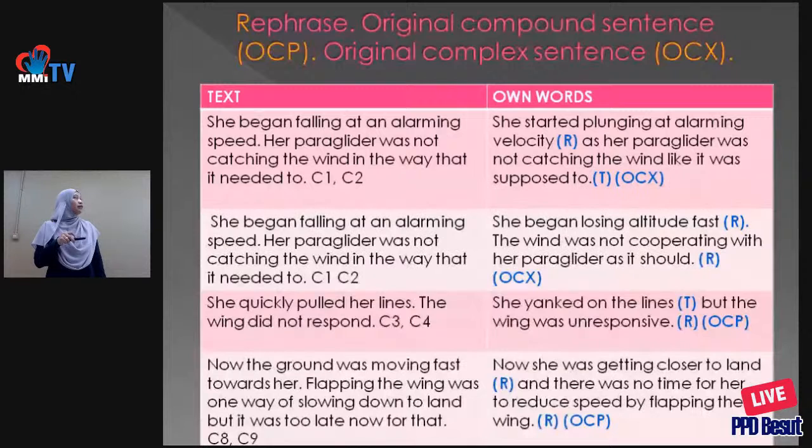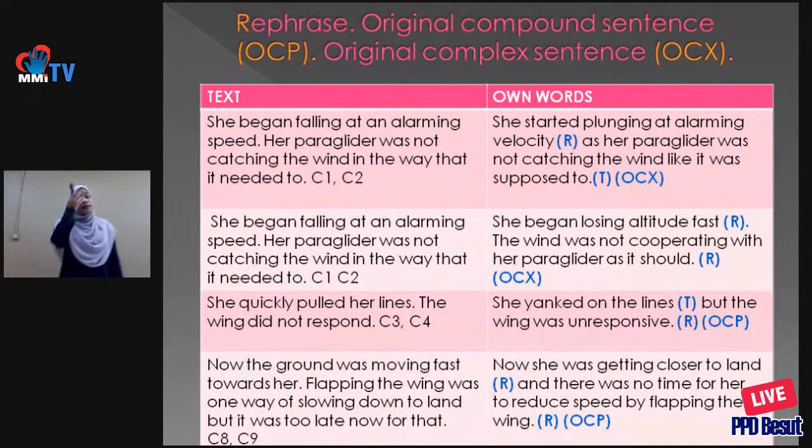Okay, and this also rephrase. Okay, bukan ayat dalam teks. Macam ni ayat dalam teks. Okay, pening tak? Tak payah pening. Okay, alright, text content 3 and 4, she quickly pull her lines. Okay, dia tarik dia punya lines. Okay, the wing did not respond. Okay, tu je. Dalam teks macam tu je. But then when you change to be your own words, you change quickly pull, tukar dengan yang. Okay, bila kamu tukar satu word je, it's still not rephrase. It's still text. Maksudnya, ayat ni still macam ayat dalam teks tapi kamu tukar je lah. Okay, you just change the words. Satu word je. Okay, but the wing was not responsive.